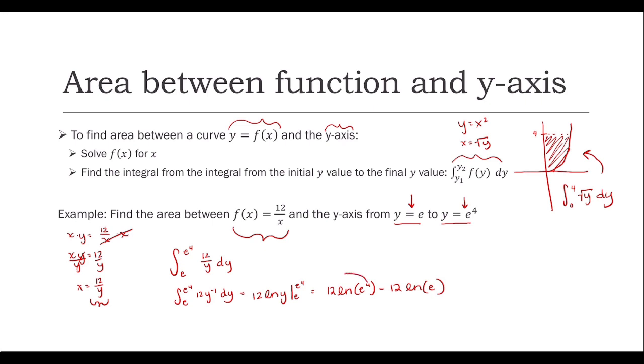So we can bring this exponent out front. So we have 4 times 12 times the natural log of e minus 12 times the natural log of e. The natural log of e is 1. So we have 4 times 12, which is 48, minus 12, which equals 36. So that's how you would go about doing that.